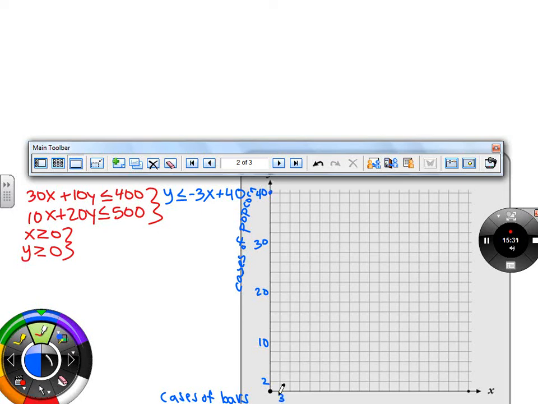So 3, 6, 9, 12, 15, 18, 21, 24, 27. Just marking some random ones for reference here. And I should mark 30 instead of 27. 33, 36, 39, 42, 45, 48, and then 51. Okay. So there's our x-axis.